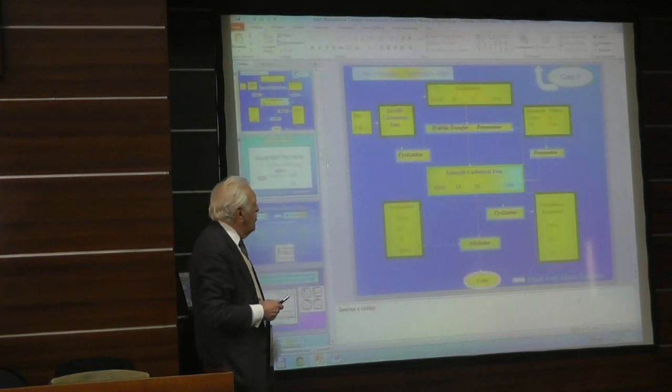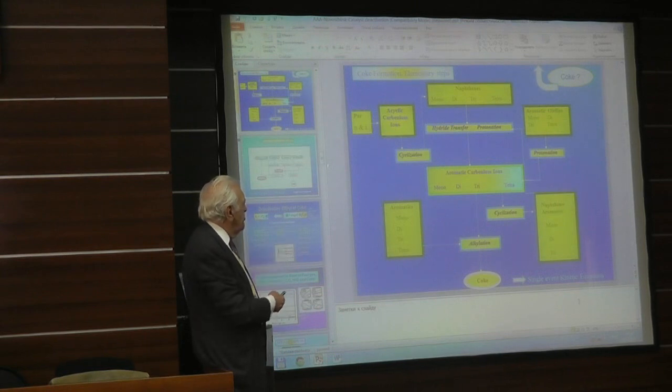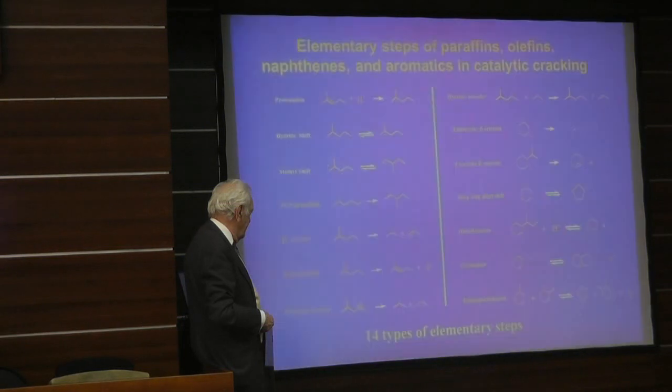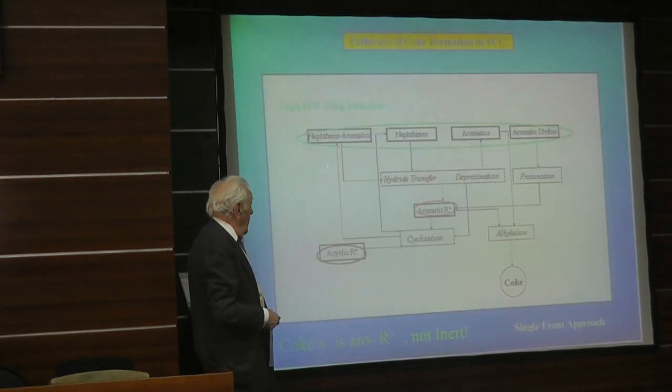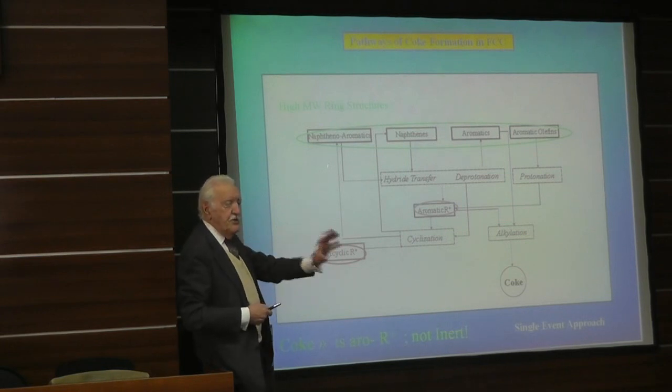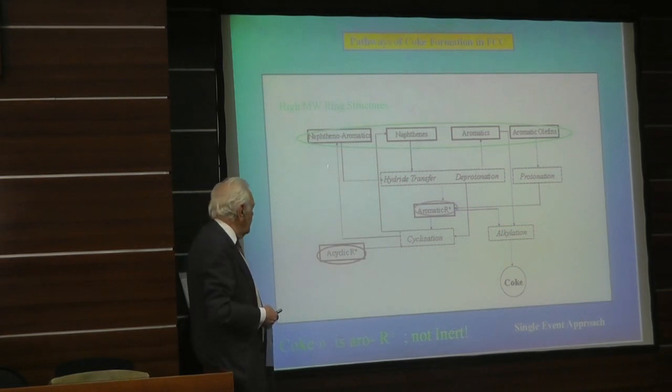Okay, this is a network that leads to the coke formation in gas oil cracking. I'm not entering into the details. But what you see here is a lot of aromatic compounds that are transformed into the ultimate product, coke. This represents the various final steps leading to coke. Okay, let me show the result.